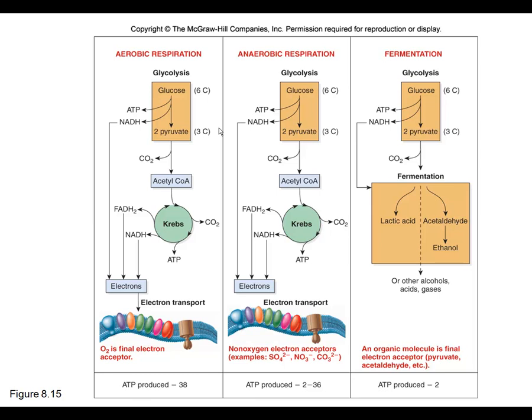And then in fermentation, instead of going through the transition reaction and the Krebs cycle, you have glycolysis and then fermentation into lactic acid or ethanol. You can also produce other alcohols and acids from the fermentation process, but these are the two most common. The only ATP that you're going to produce is the ATP produced through glycolysis, and you end up with a very limited amount of ATP. There is no terminal electron acceptor except for these organic molecules like lactic acid and ethanol. Those are the terminal electron acceptors in fermentation.